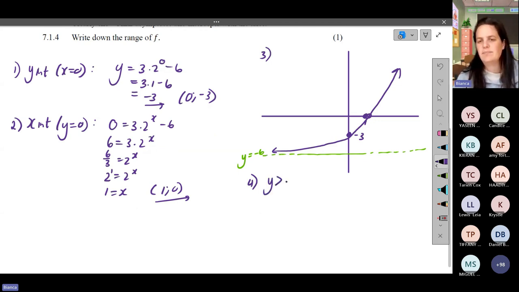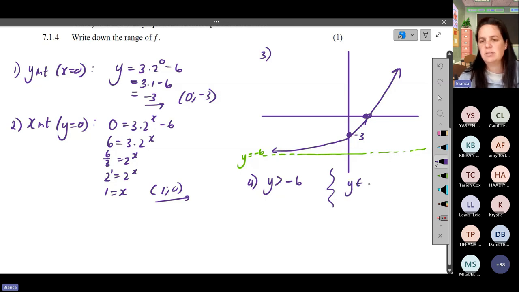So you're going to say y is everything greater than negative 6. No equal to signs. If you don't want to write it in interval notation, you can say y is an element between negative 6 and infinity, and just make sure that your brackets are round, no square brackets.